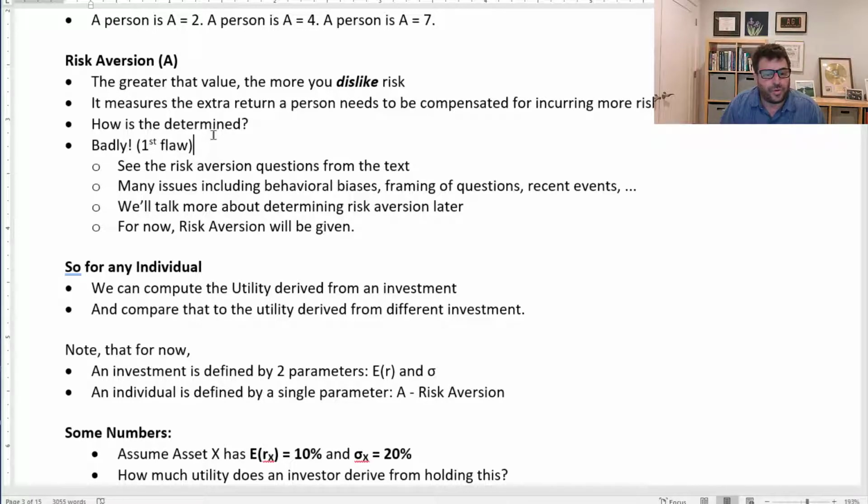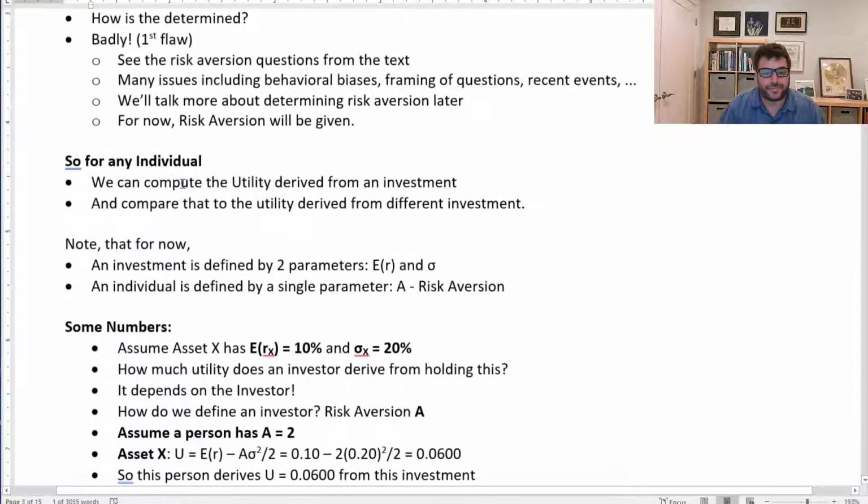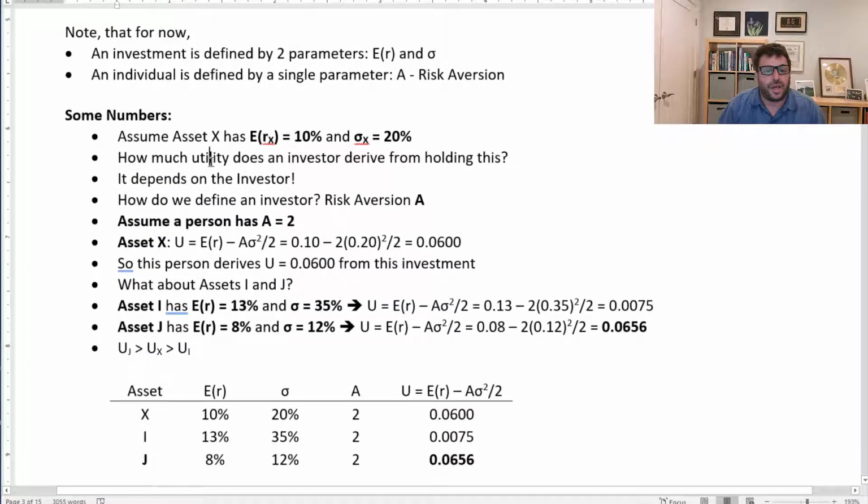And so for any individual, we can compute the utility derived from an investment and compare that to the utility derived from a different investment given these 3 inputs. The first is the expected return of the investment, the second is the risk of the investment, and the third is specific to the investor, that level of risk aversion. So, again, for now, investments are defined by 2 parameters, and an individual is defined by a single parameter, which is just the risk aversion.